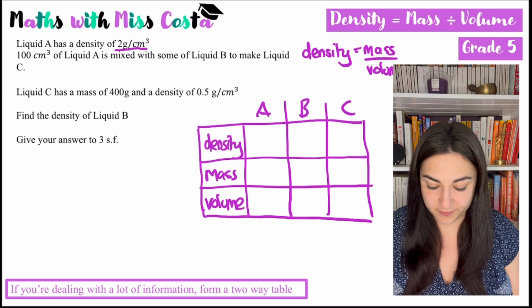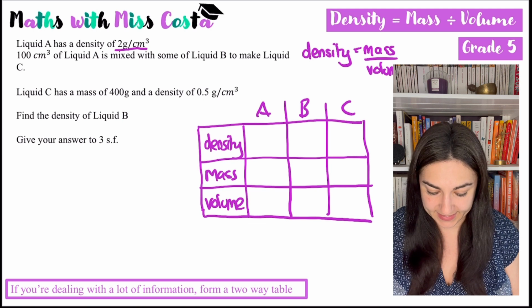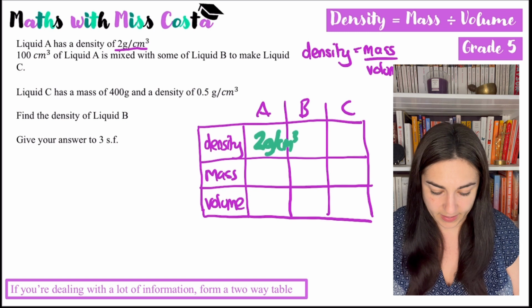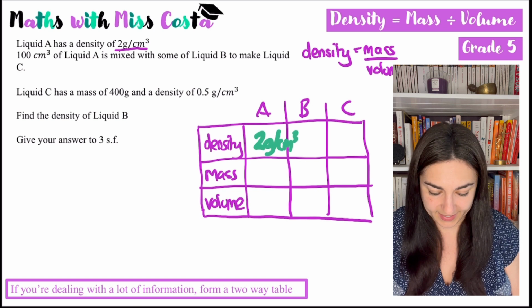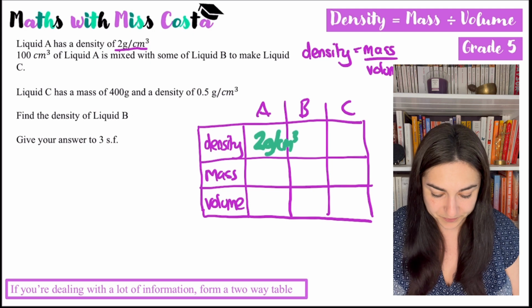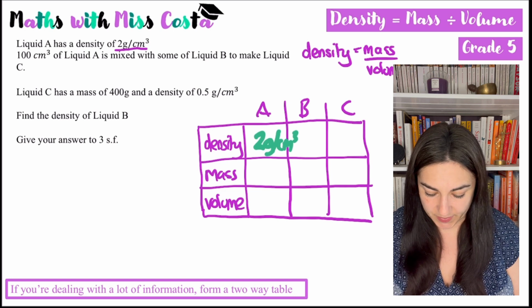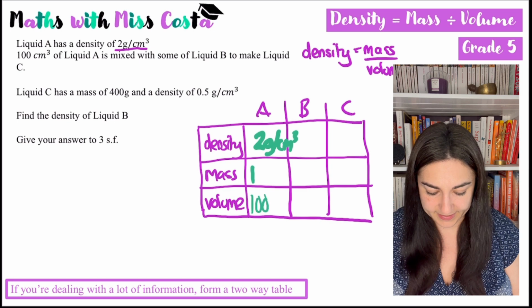So let's fill in the information I have. Liquid A has a density of 2 grams per centimetre cubed. I'm just trying to scan to see if I know any information about A. Nope. I know that 100 centimetres cubed of liquid A is mixed with some of liquid B to make liquid C. So let's say the volume is 100 centimetre cubed.